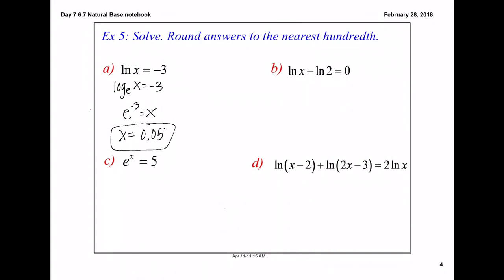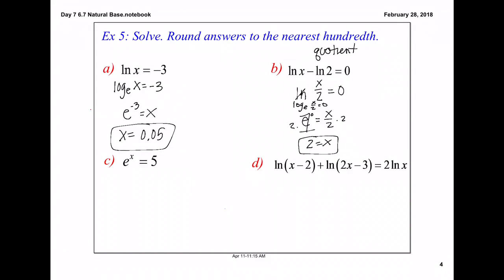On example B, I should be thinking the quotient property. So I have the natural log of x over 2 equals 0. I can rewrite that as e to the 0 power equals x over 2, and that's because if I rewrote this as log with a base e, then e to the 1st power, this equals 1 whole, so I multiply by 2 on both sides. 2 is equal to x.